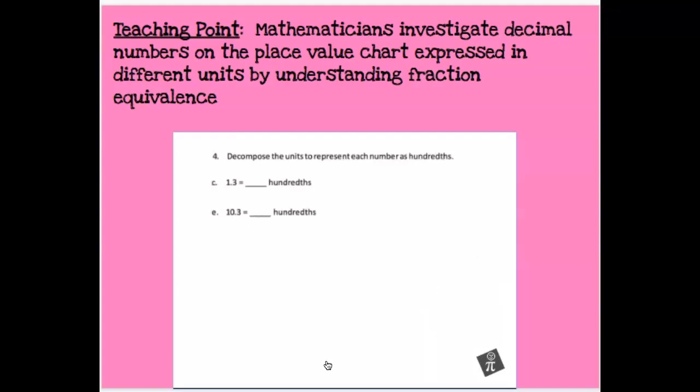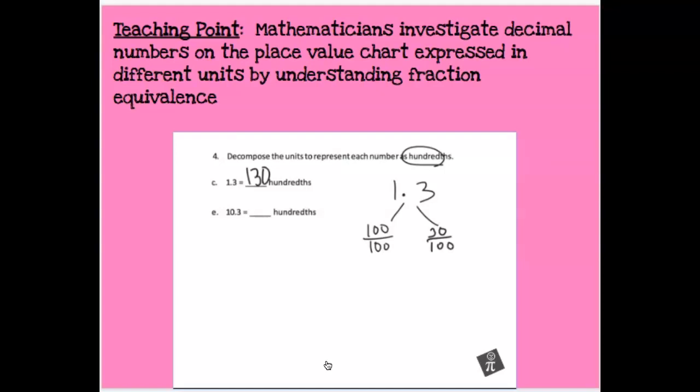More of the same concept, only now we're turning them into hundredths. So we could think of that 1.3 as 100 hundredths is our 1, and that 3 tenths, we can think of that as 30 hundredths. So we have 130 hundredths if we wanted to think of it that way.